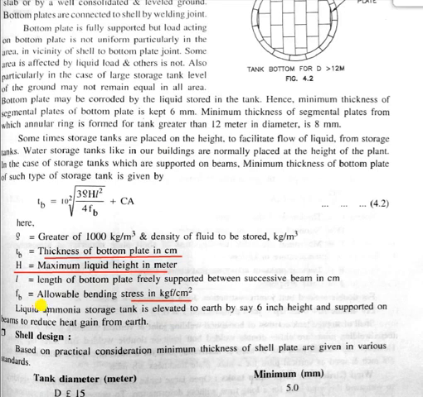And next, a liquid ammonia storage tank is elevated above the earth by say 6-inch height and supported on beams to reduce heat gain from the earth. That means for an ammonia storage tank, a 6-inch height has to be considered, and then it will be supported on beams, from the earth surface to the beam.